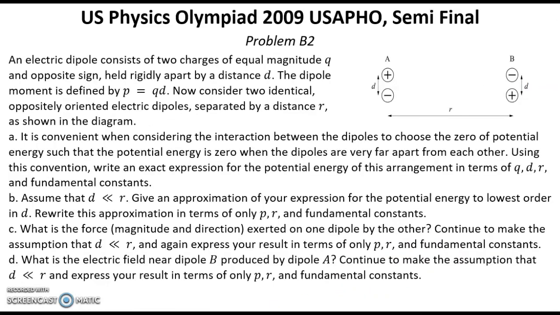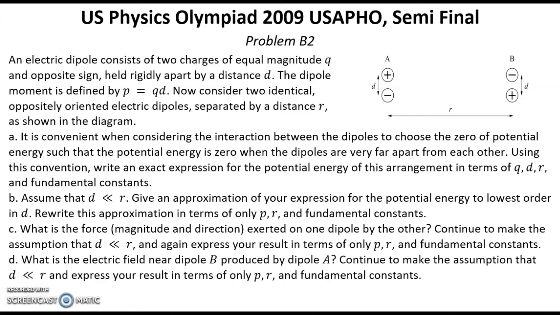Hello. Today we will discuss problem B2 from US Physics Olympiad 2009, USAPHO Semifinals. That was the last problem for this semifinal, the last of 6. Problem. An electric dipole consists of 2 charges of equal magnitude Q and the opposite sign held rigidly apart by distance d. The dipole moment is defined by P equal QD.